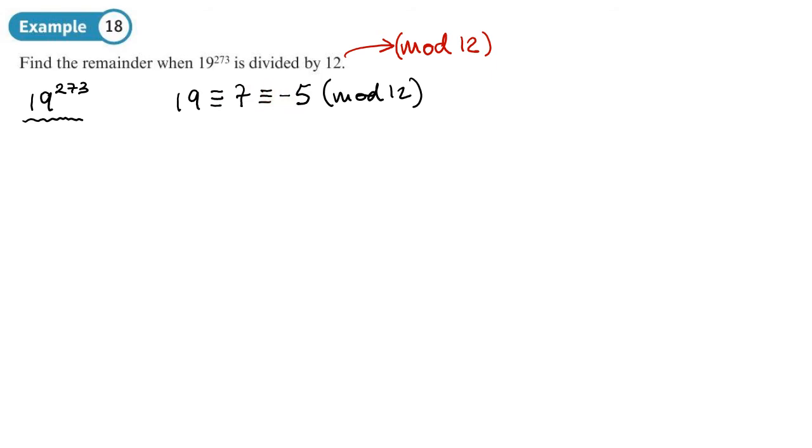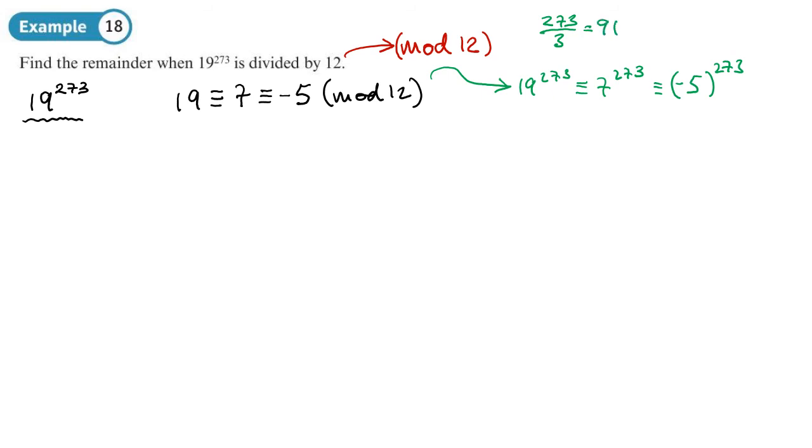So like the previous example, let's see if there's anything we can do with these values. 19 to the power 273 is going to be congruent to 7 to the power 273, which is congruent to negative 5 to the power 273. Now obviously we can't work out the power 273. Is there an easier power that we can use? Now notice that 273, the power, can be divided by 3, and that gives 91.